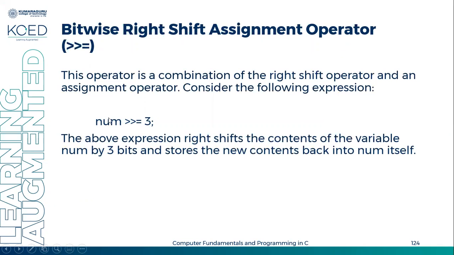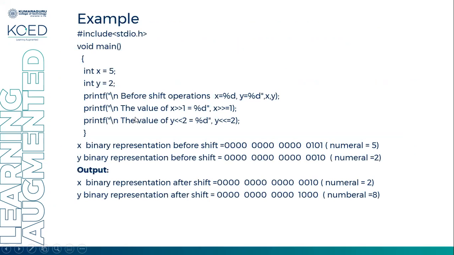Likewise, the bitwise right shift assignment operator. Here what will happen? number >>= 3, double greater than, that means right shift by 3. That means it will right shift the content of the number by 3 bits, as well as store the value permanently in the variable number. That's why it is used.